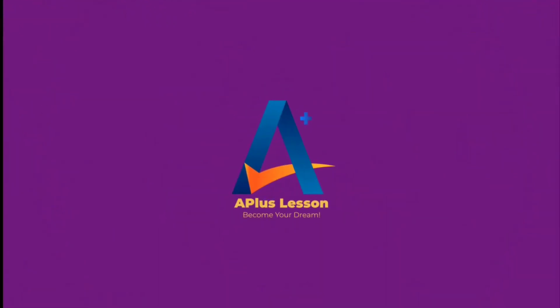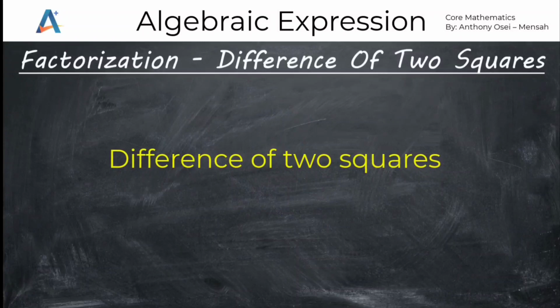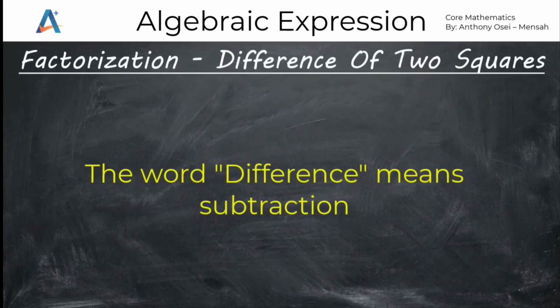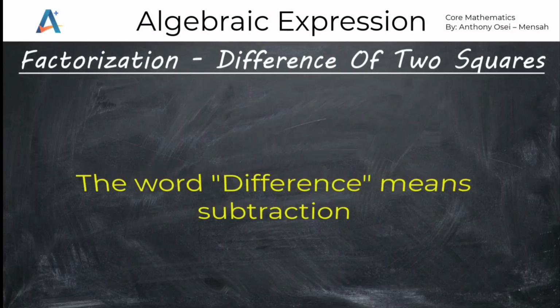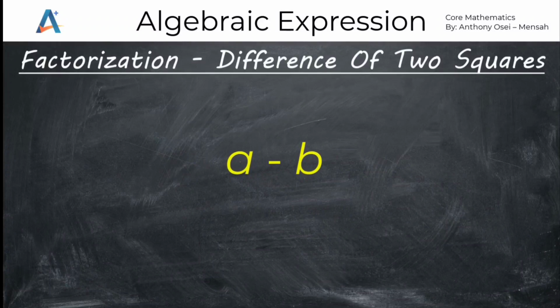Factorization by difference of two squares. Let us take our time to understand the meaning of difference of two squares. In mathematics, the word difference means subtraction. So when you say difference of two numbers, it means the subtraction of two numbers. So let's say the difference of A and B will become A minus B.